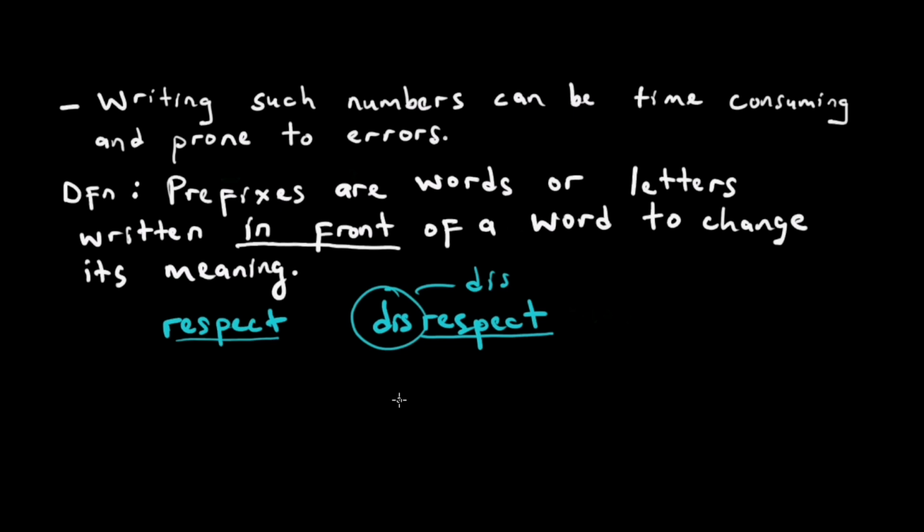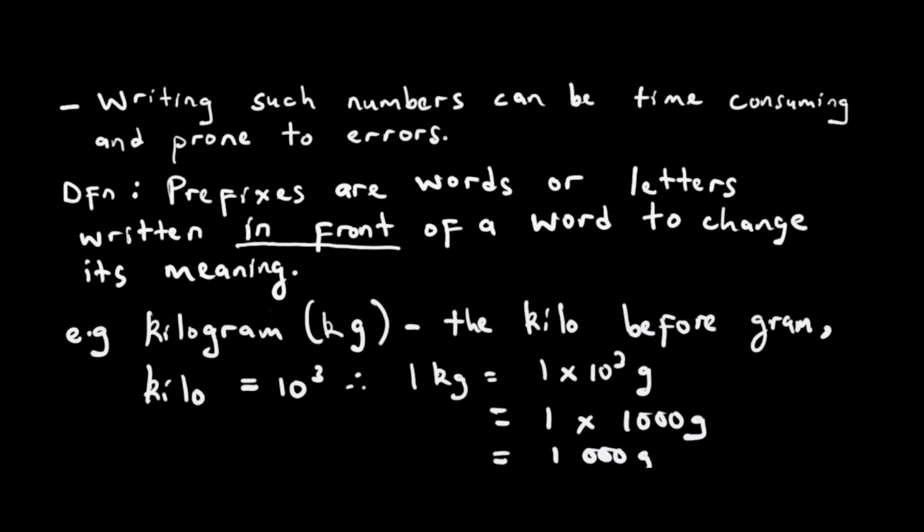Let us now go to a prefix which has something to do with physics. Our example from physics is the kilogram, or kg. The kilo before gram means 10 to the power 3. So 1 kg is 1 times 10 to the power 3 grams, because 1 kilogram is 1 times 10 to the power 3 grams. So we replace kilo with times 10 to the power 3. Then if we want to interpret it, we say 1 times 1000 grams, because 10 to the power 3 simply means 10 times 10 times 10, and calculating it gives you 1000.